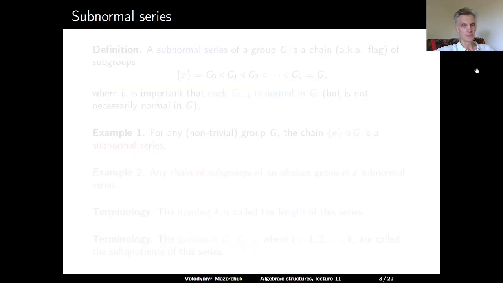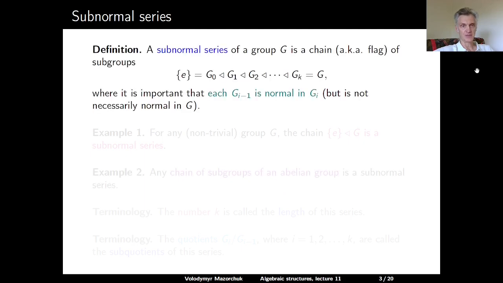Next, let us talk about subnormal series. Definition: a subnormal series of a group G is a chain or a flag of subgroups which starts with the identity subgroup, which we denote by G0, then we have the subgroup G1, G2, and so on, all the way up to Gk, which is equal to G. And the condition is that each G_{i-1} is normal in the next subgroup G_i, but it doesn't have to be normal in the whole group G.